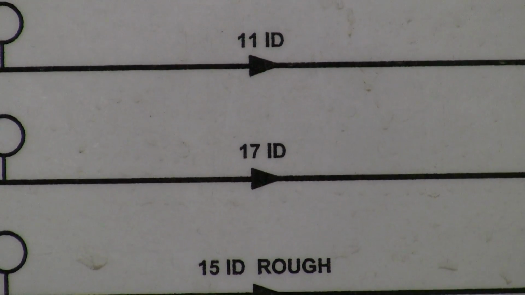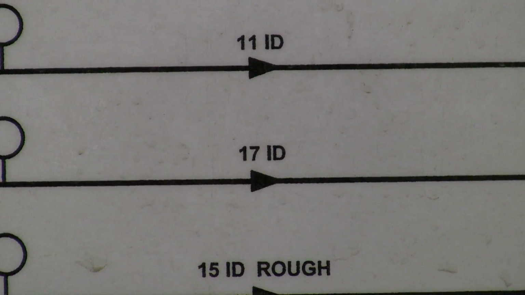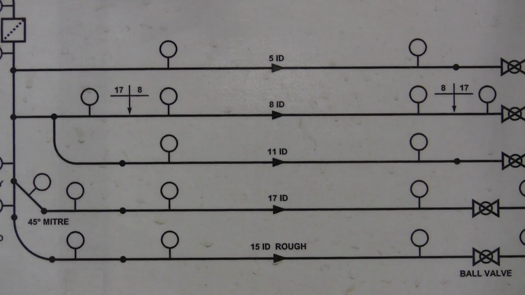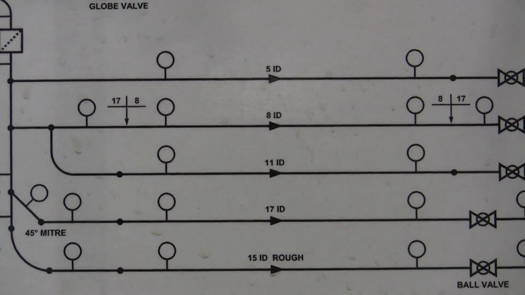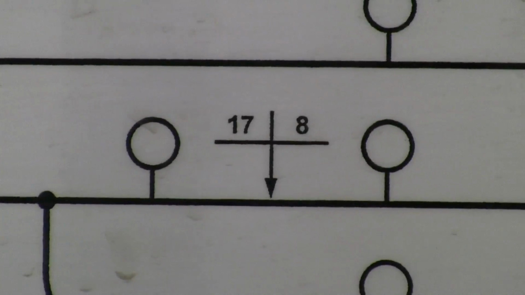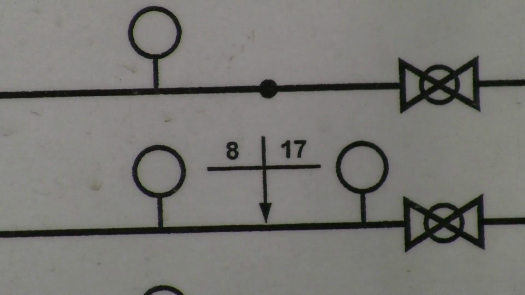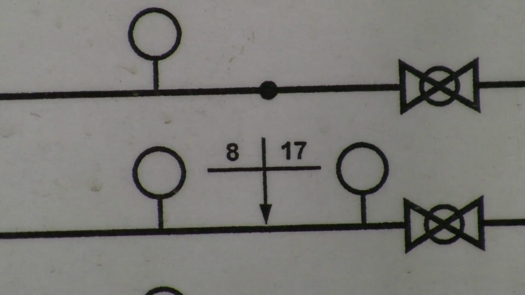And so the majority of these fittings are on that 17 millimeter pipe. The sudden expansion and contraction, that line is on the second one down, which is the 8 millimeter diameter. You can see that it's a transition from a 17 to an 8 millimeter at the sudden contraction, and the sudden enlargement is transitioning from 8 millimeter to 17 millimeter.